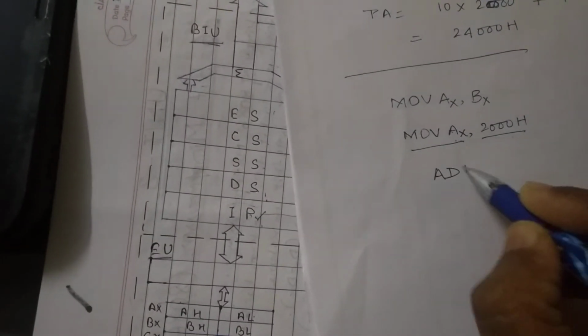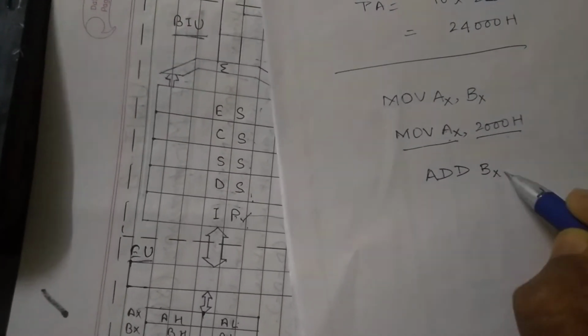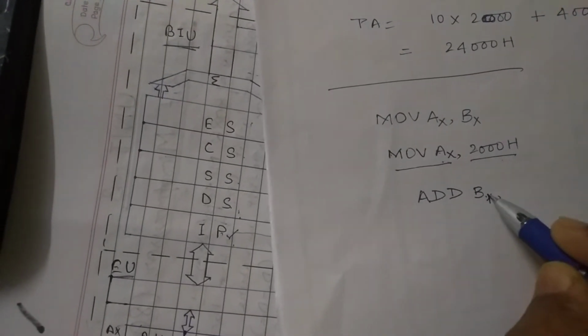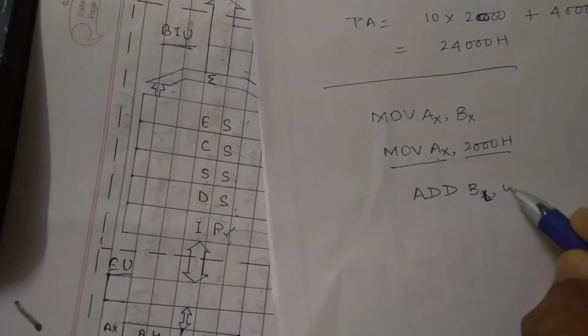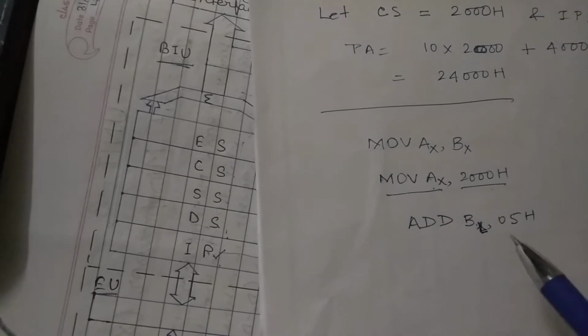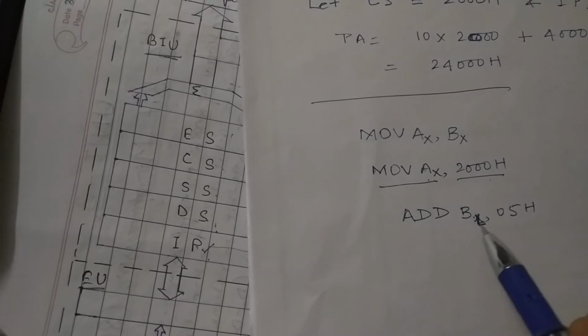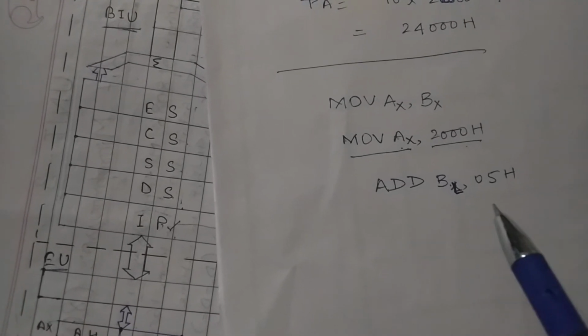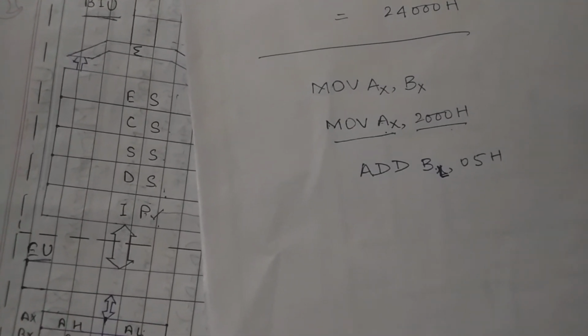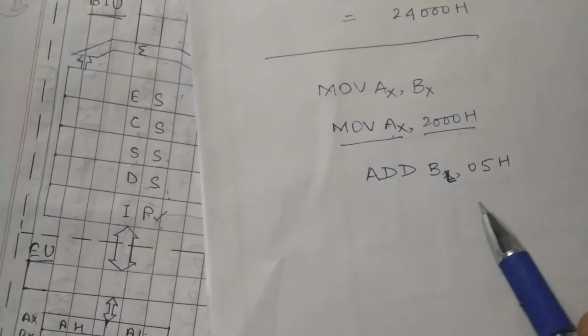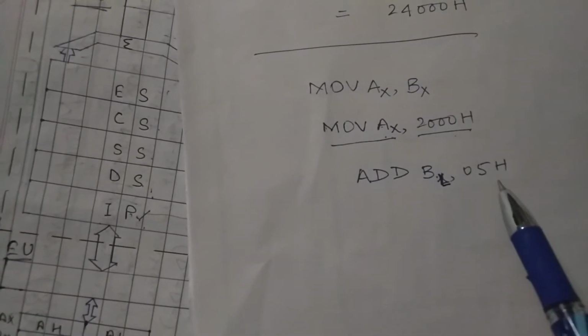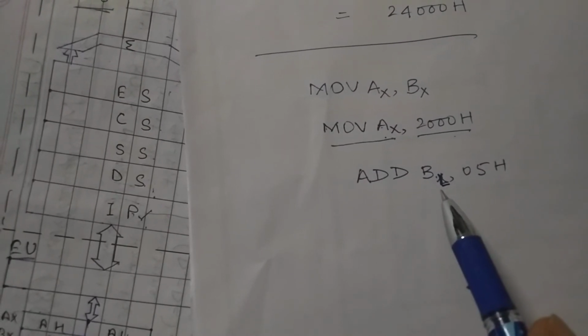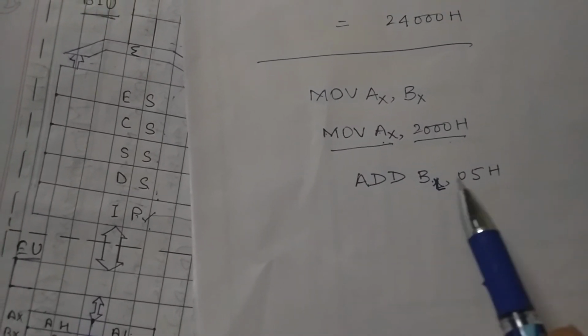Suppose that any other instruction like ADD BL, 05h. What does it mean? It means that we have to add 05h to register BL and the result will be stored in register BL. These instructions are different from 8085 and we will discuss it later on. Here you can understand it in a way that 05h is added to the content of register BL and the result will also be stored in register BL.